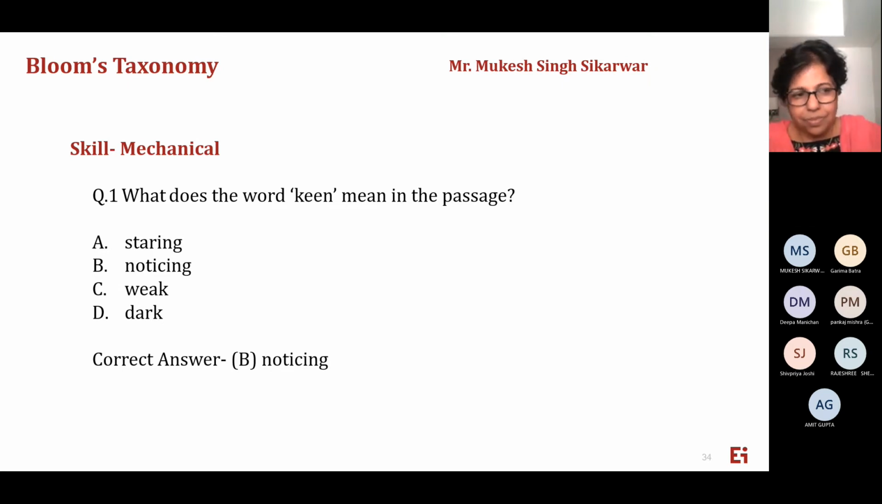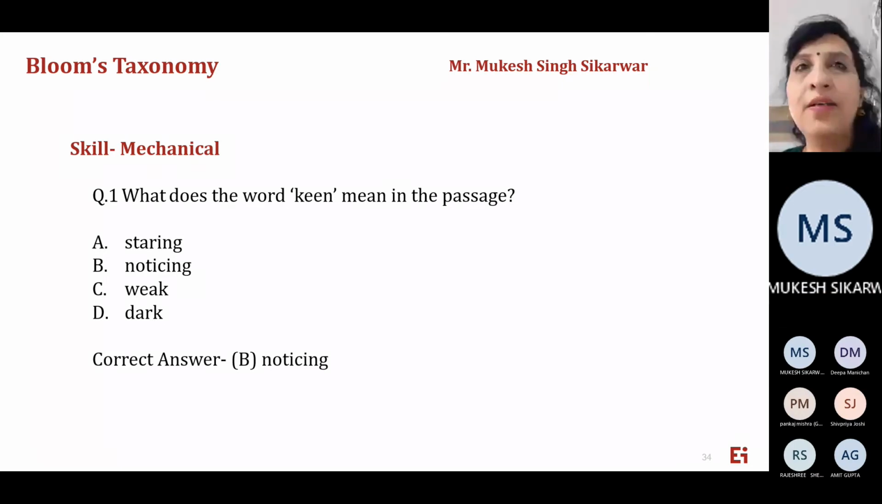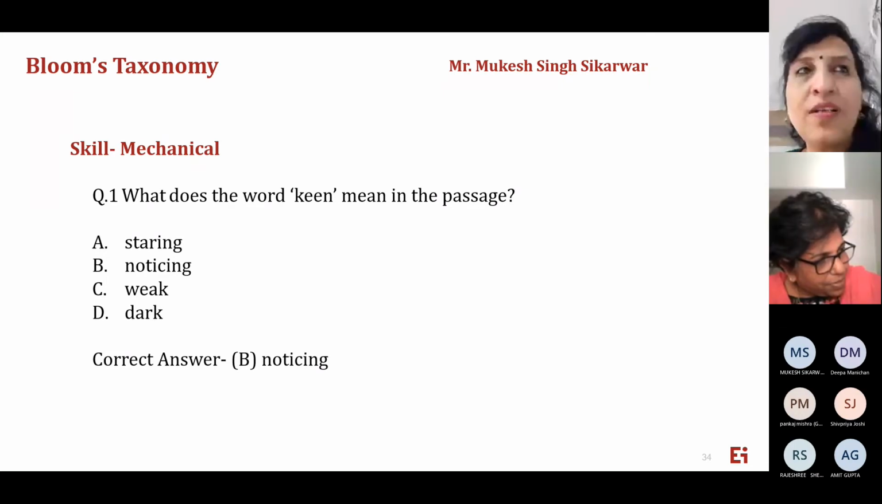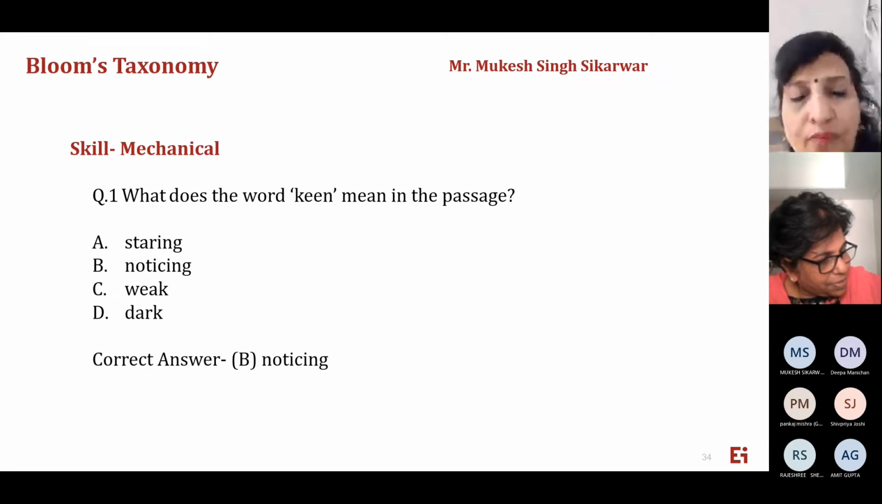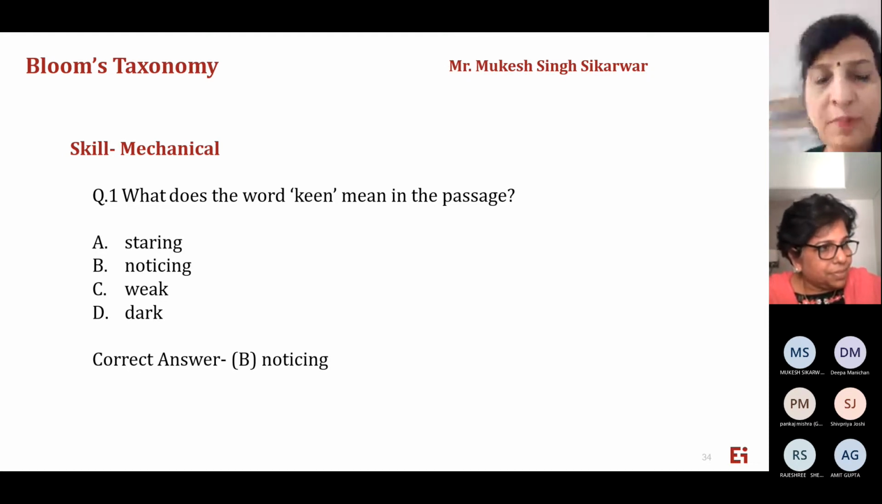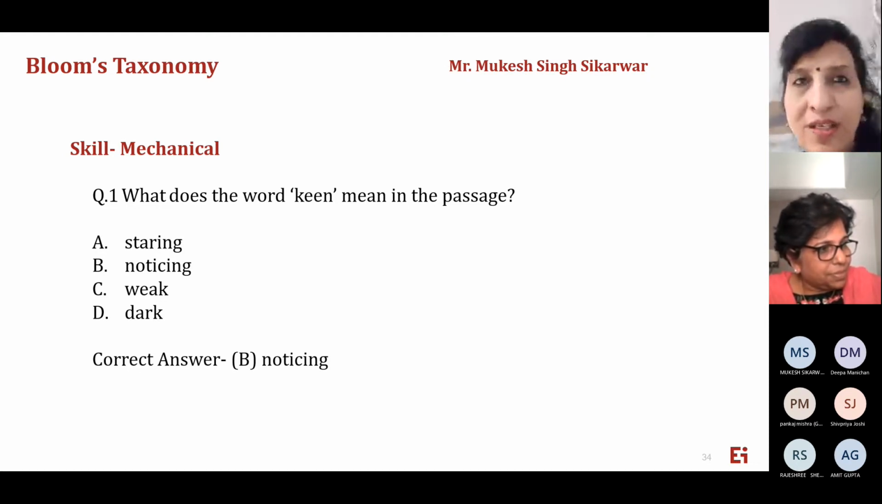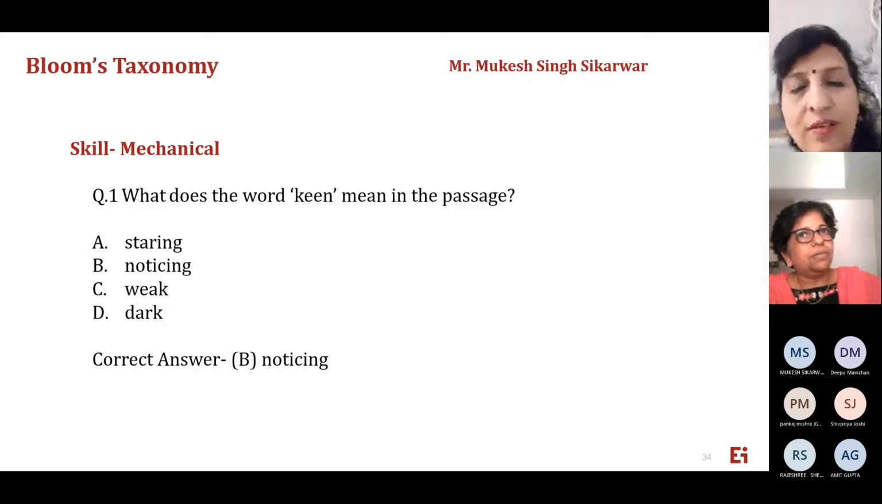Excuse me, ma'am. According to me, a question can be mechanical if the answer is stated in the passage. But here a student has to understand and infer the meaning. So I think it can't be under the mechanical category, because the answers are not directly copy-paste, or given in the passage directly. The student has to understand to tell the meaning.